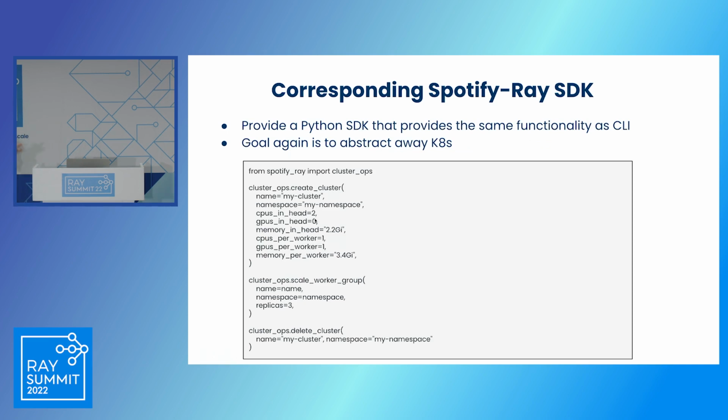So that's the CLI. And then there's a corresponding SDK. If you don't want to use the CLI and want to do it all in Python, it's almost a one-to-one equivalent. You can create a cluster, scale a worker group, and delete a cluster with almost the same exact options. And the goal again is to abstract away Kubernetes, so you don't have to import a Kubernetes Python client or anything.